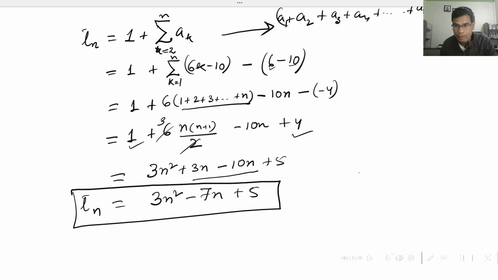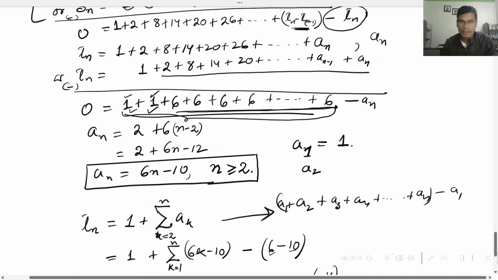So when n is equal to 1, we get the first term, which is equal to 3 into 1 square, which is 3 minus 7 plus 5, which is equal to 1. When n is equal to 2, that means the second term, which is equal to 3 multiplied by 2 square, 4, so 12 minus 14 plus 5, so this is equal to minus 2 plus 5, which is 3.